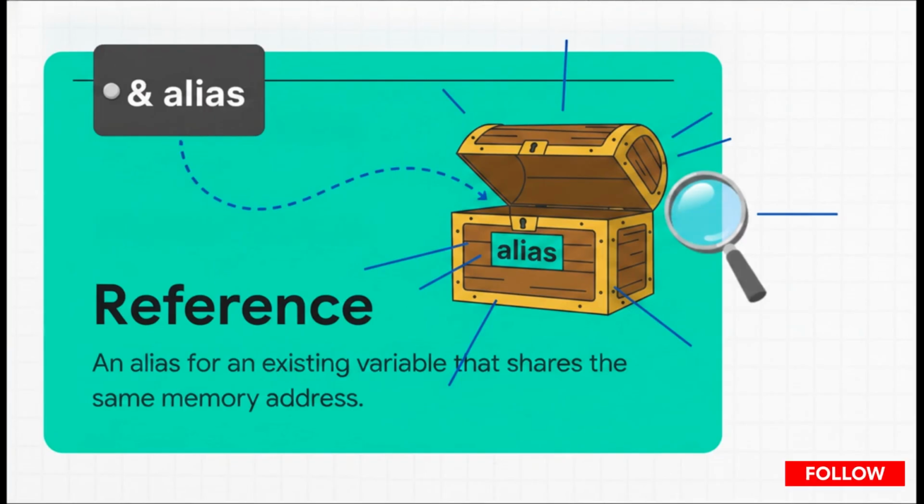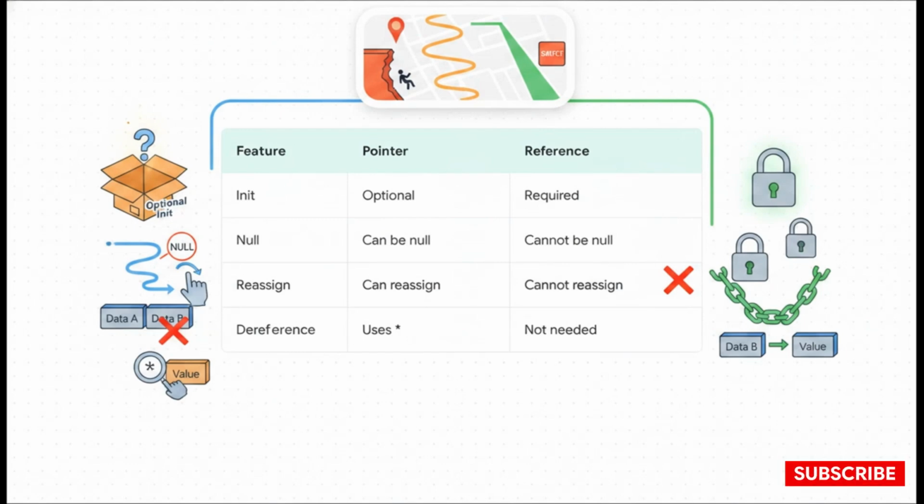But a reference? That is a completely different story. It is merely an alias, like a permanent nickname for an existing variable, accessed via the ampersand operator. Unlike our treasure map, a reference is essentially just another label printed right on the exact same treasure chest. It shares the exact same memory location as the original variable, and once it's assigned, no way, it cannot be reassigned.